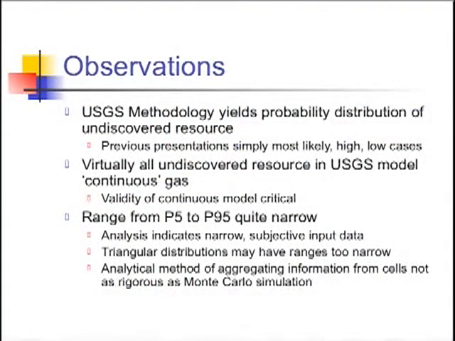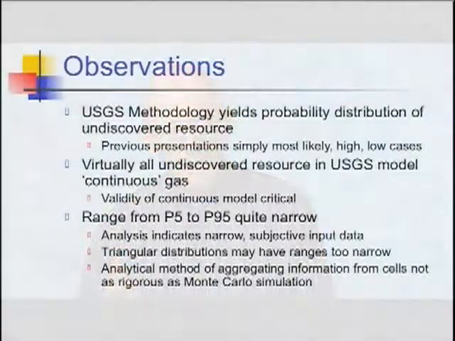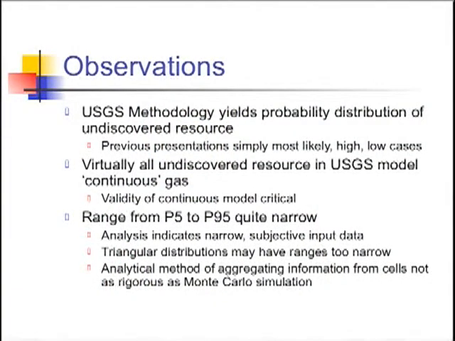Second observation that I'd like to make about this study in Uinta-Piceance is that virtually all the undiscovered resource in that model was continuous gas. And therefore, the validity of the continuous accumulation model is quite critical. And the third point is one that I emphasized when we were looking at the table of results, and that is that the range from P5 to P95 is surprisingly narrow.